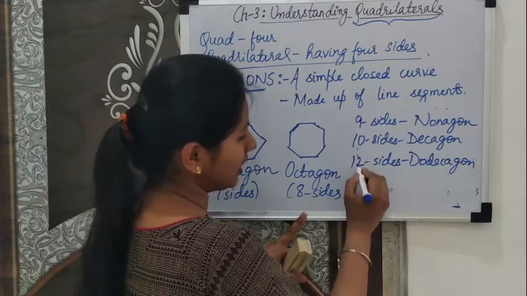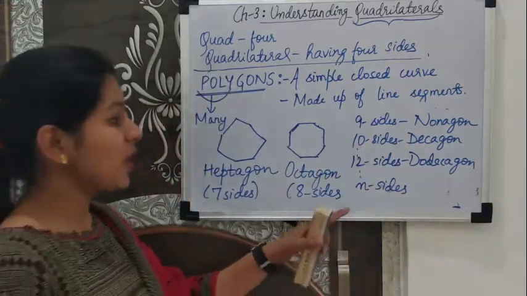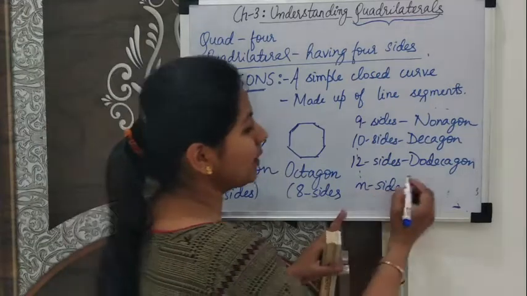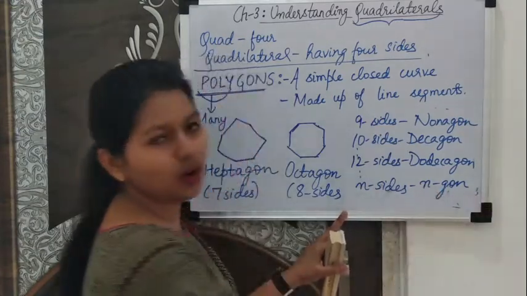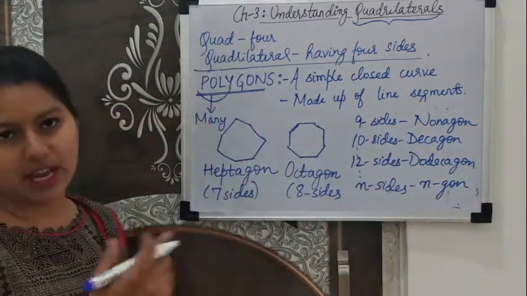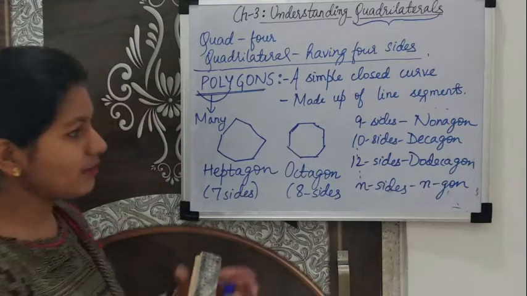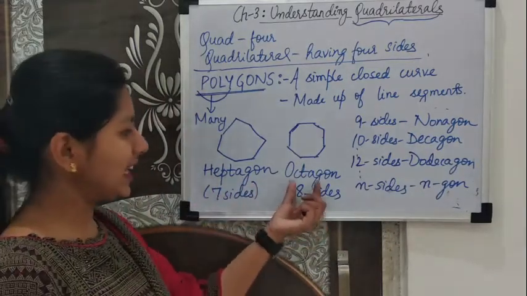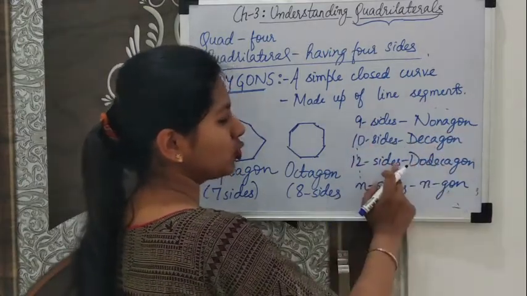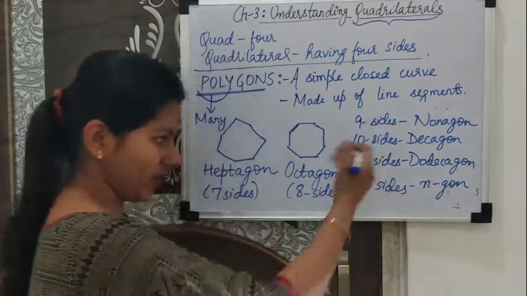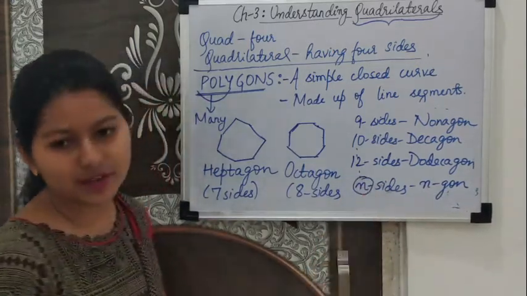Dodecagon. Aur iske baad agar n number of sides, matlab bahut sare sides hai, kitni bhi sides ho, ab sabke liye hamare paas words nahi ho sakte hain. So suppose if 13 sides, 14 sides, then it will be n-gon. N-gon means 13 sides, so 13-gon. 14 sides, 14-gon. So in this way, by increasing the number of sides, we can have different names. And these are some specific names which we have learned. 7 sides heptagon, 8 sides octagon, 9 sides nonagon, 10 sides decagon, 12 sides dodecagon, and other than these sides we can say n-gon. What is n? N is the number of sides.